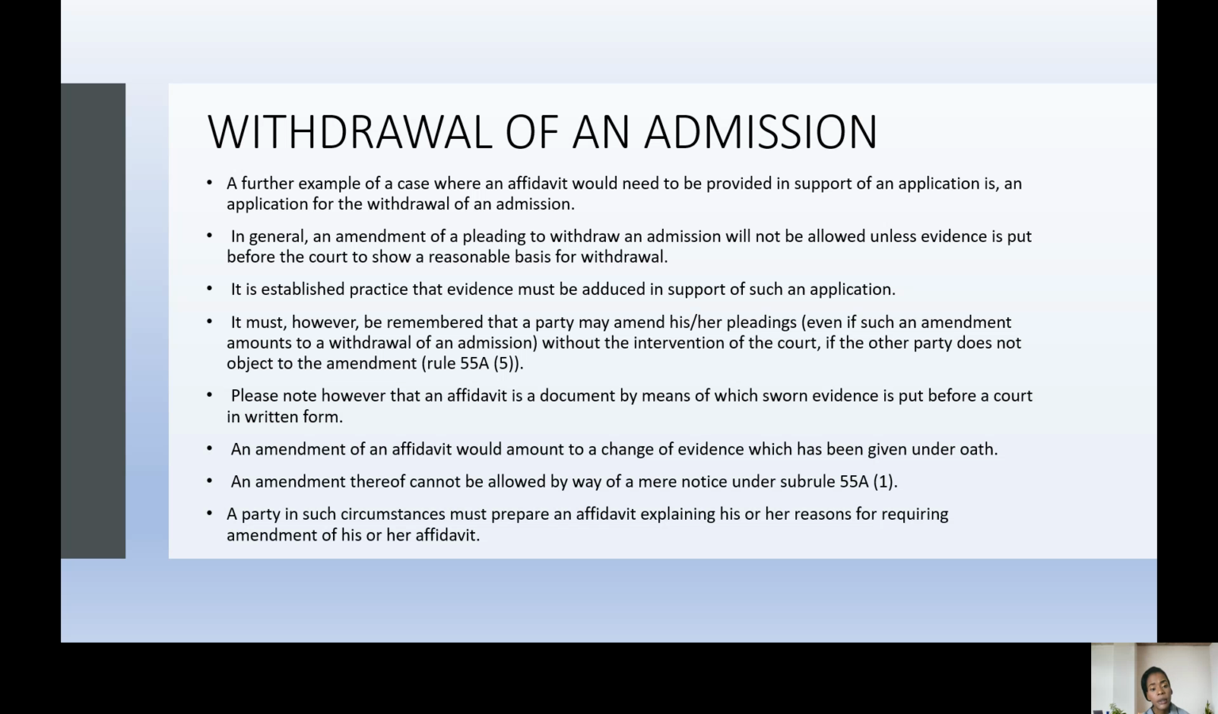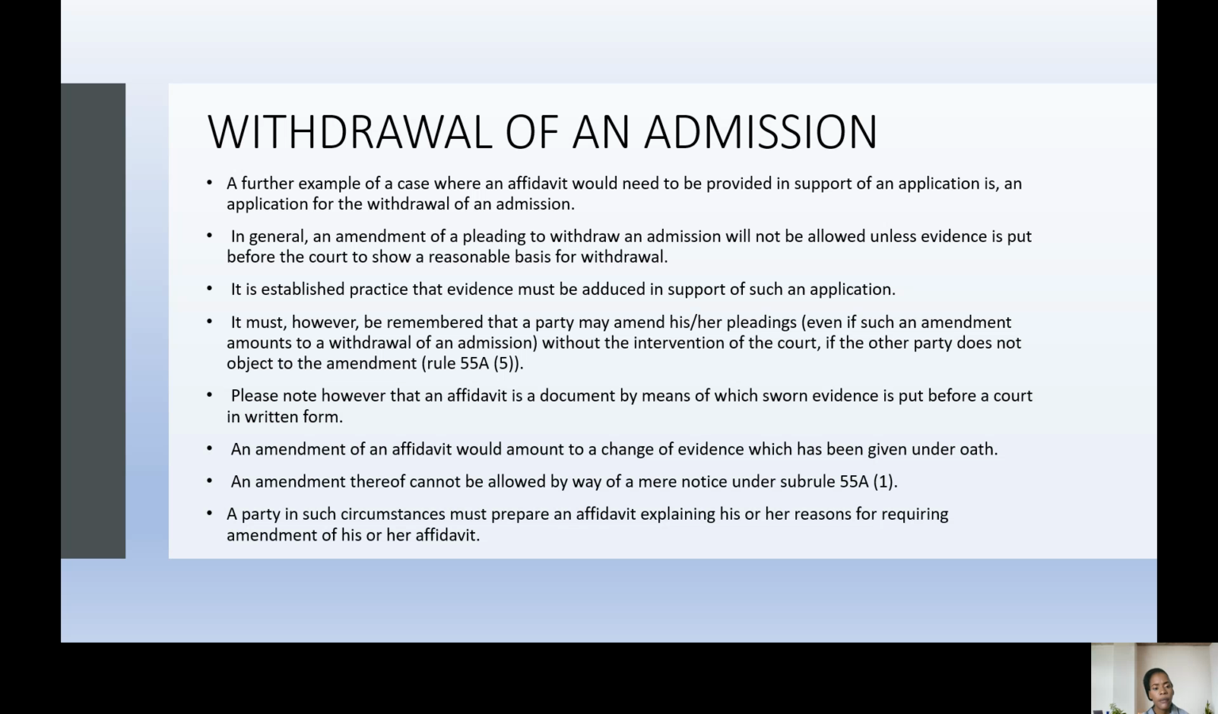In general, an amendment of a pleading to withdraw an admission will not be allowed unless evidence is put before the court to show a reasonable basis for that withdrawal of the admission. It is established in practice that evidence must be adduced in support of such an application.